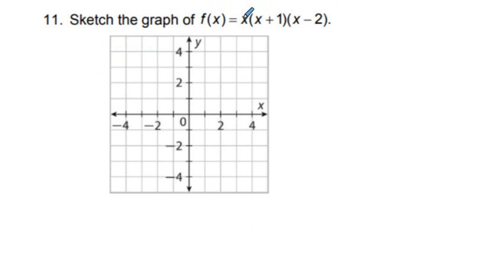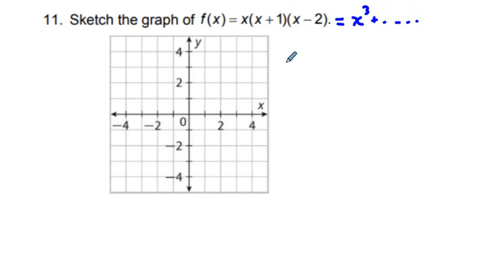Okay, sketch the graph of f of x equals x times quantity x plus 1 times quantity x minus 2. And if we go ahead and multiply all this out, all the x's, we're going to get x times x times x, which is going to be x cubed. And then we're going to have plus something something, okay?